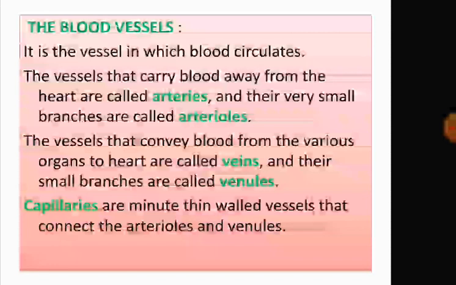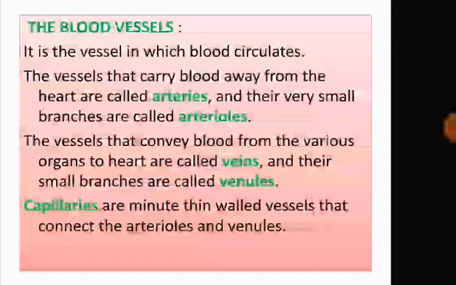And the vessels that convey blood from various organs to the heart are veins. So arteries carry blood away from the heart towards any organ, that is, they carry oxygenated blood. And veins convey blood from various organs towards the heart. That means they bring impure blood, that is deoxygenated blood. And their small branches are called venules.